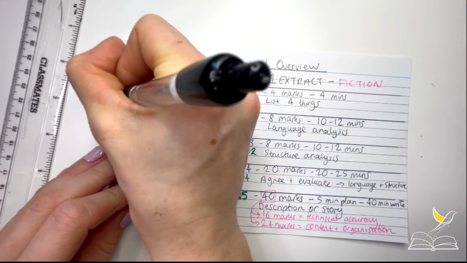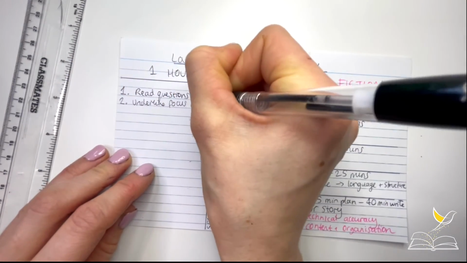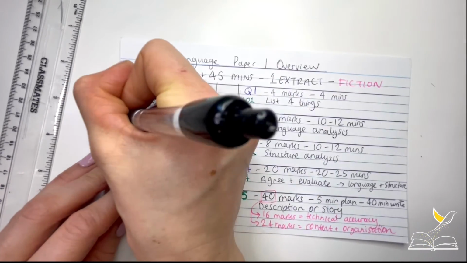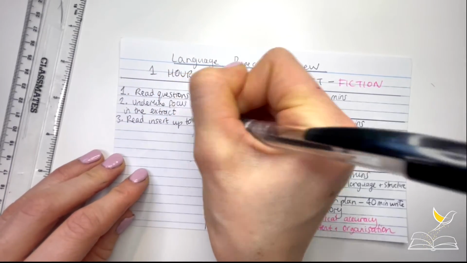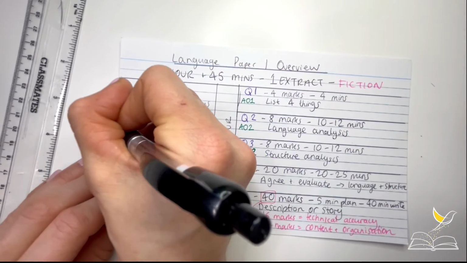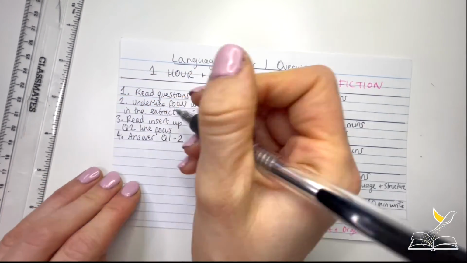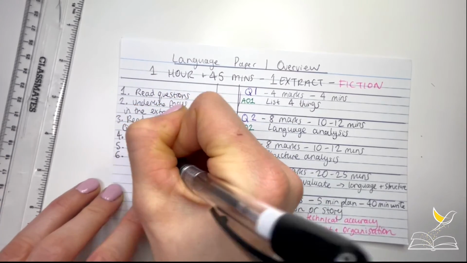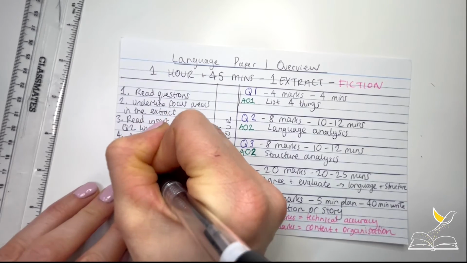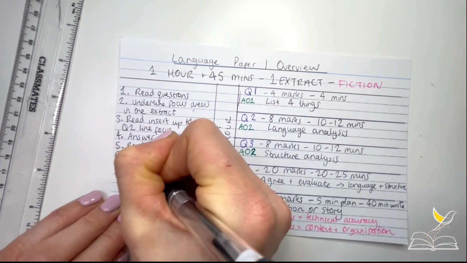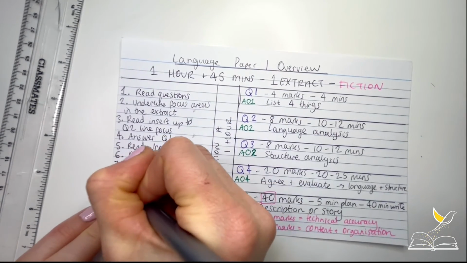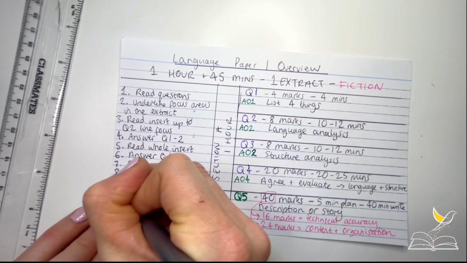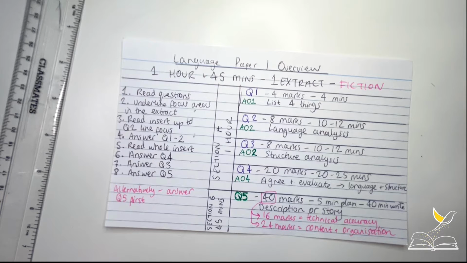Over here on the left now, I'm going to add a step-by-step guide for how to approach this whole paper. So those are the steps I would take when answering the questions. I'd first of all read the questions, then I'd underline the focus areas identified in each question of the extract.